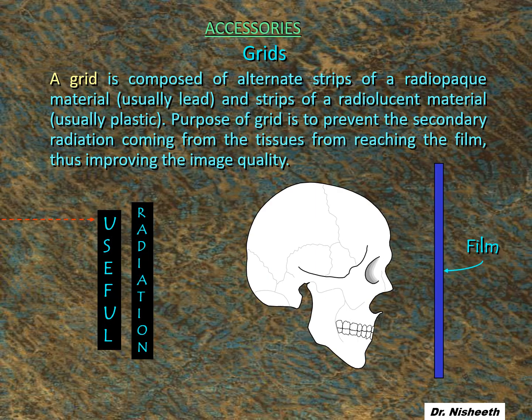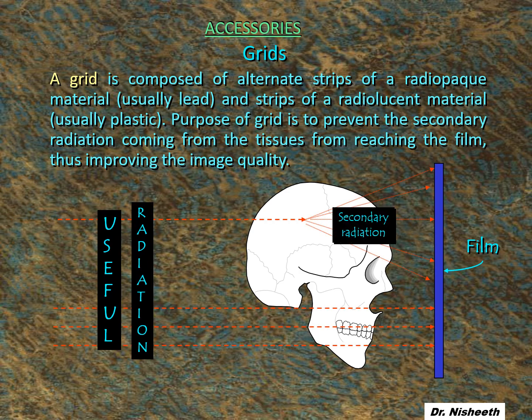Well, now see the animation. This casts a secondary radiation when the image is formed. So here we keep something called a grid. Below the film we keep some parallel strips of lead and glass. So these lead strips will block the secondary radiation which was generated.